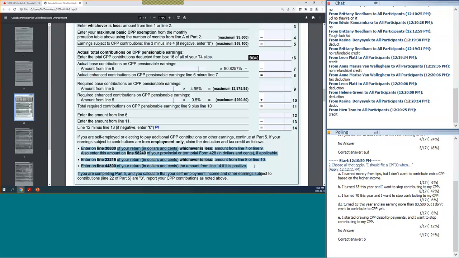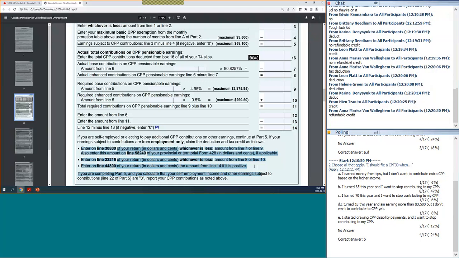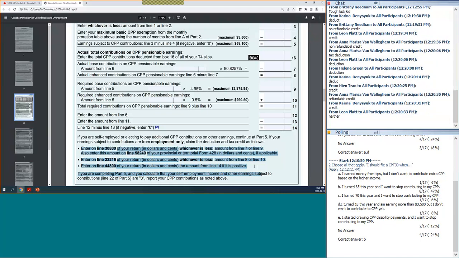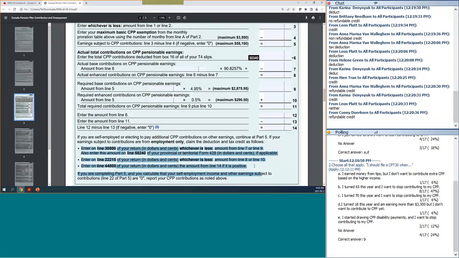Slight trick question, because I'm seeing the right words, but I want the word refundable in front of it. It is a refundable credit. Okay, and that refundable credit, you get that dollar amount. Whatever the dollar amount is there is what you get.